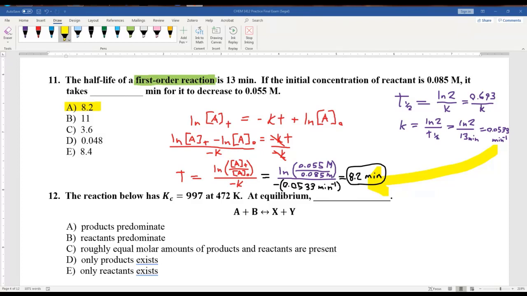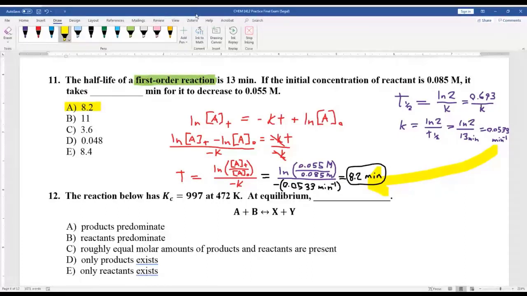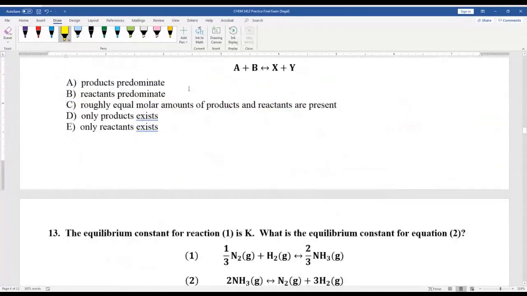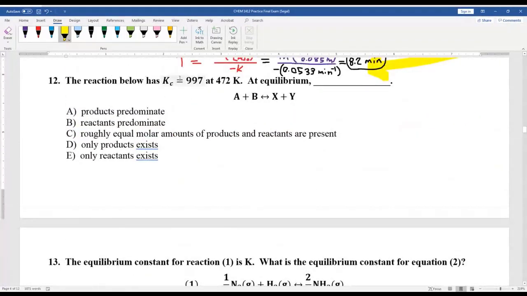Okay, no problem. All right, so look at next stuff. It talks about equilibrium instead of rate. So that's it with rate. So equilibrium. The reaction below has a K of 997 at 472 at equilibrium. So what does the equilibrium constant of 997 tell you?